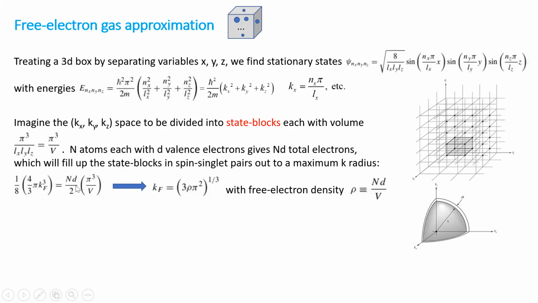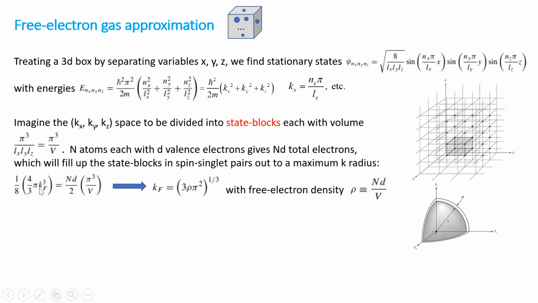Okay, that's also equal to the number of spin singlet pairs, which would be nd over 2, since there's nd total electrons, divided by 2, since that's the number of pairs, times the volume of each state block. So those two, the total number of electron pairs times the volume in this space of each state block, must be equal to the calculated volume out to the maximum K radius. Okay, so we get this relationship here.